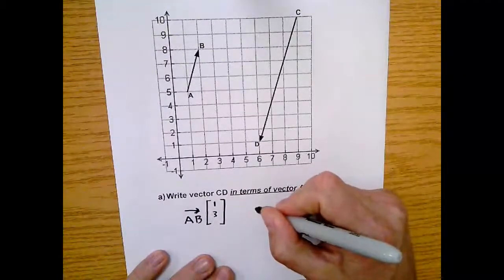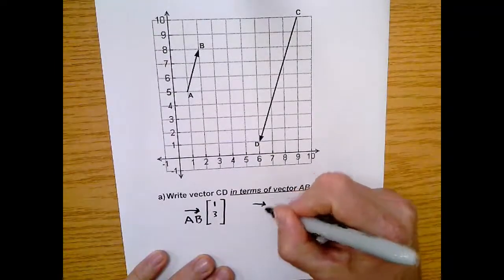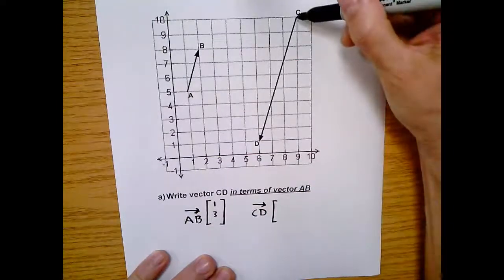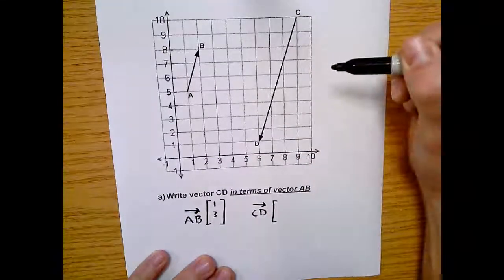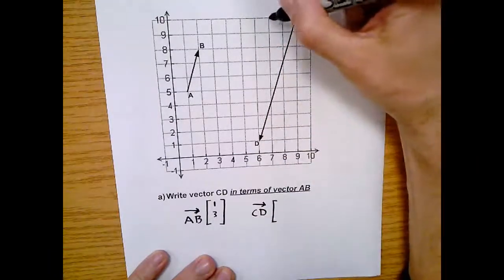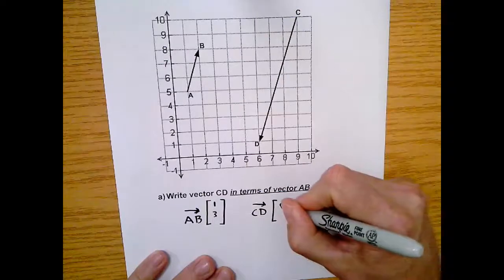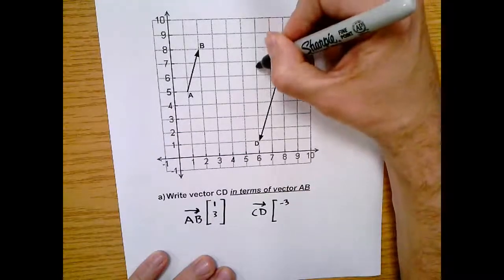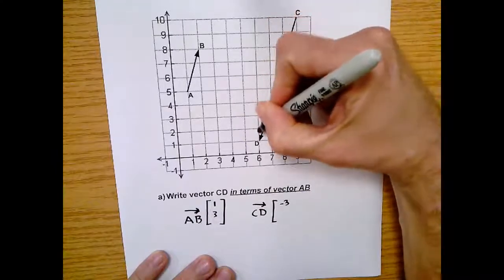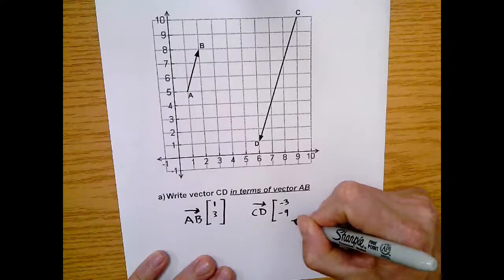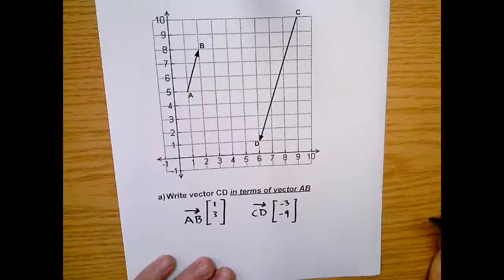So vector CD, let's see here, vector CD. So it's saying you're at C, how do you get to D? So we do our X first. So to get to the D line, it'd be 1, 2, 3. So I actually go back 3. And then from here, I go 1, 2, 3, 4, 5, 6, 7, 8, 9, down 9. And that right there is the story of vector CD.